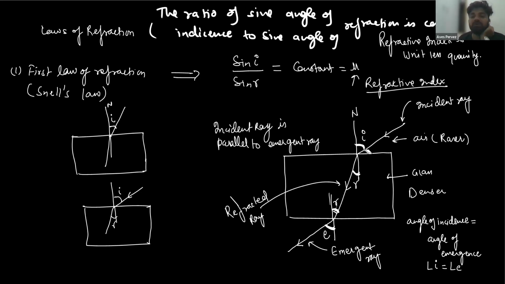Angle I is always equal to angle E. It means that in an experiment, it is always true that angle I must be equal to angle E. The incident ray will be parallel to the emergent ray.